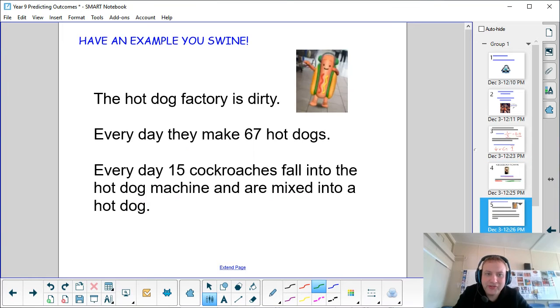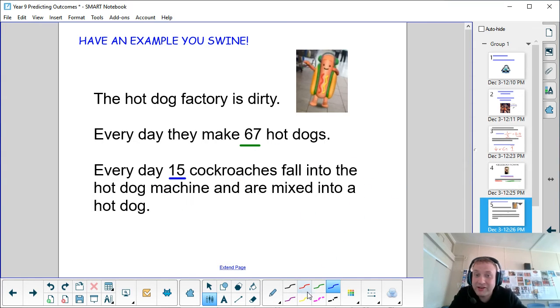We'll just do a couple of examples of this. Generally, these examples are all going to be real life things, looking at something that's happened and turning it into a probability fraction and a decimal. So we have a situation here where we have a hot dog factory that's very, very dirty. It's full of cockroaches and bugs and other things, and it's not even a very good hot dog factory. Every day they only make 67 hot dogs. That's all they can pump out in a day, so it's not a very profitable business, unfortunately. To make it even worse, from those 67 hot dogs, at various stages during the day, 15 cockroaches will fall into the hot dog machine and get mixed into a hot dog.